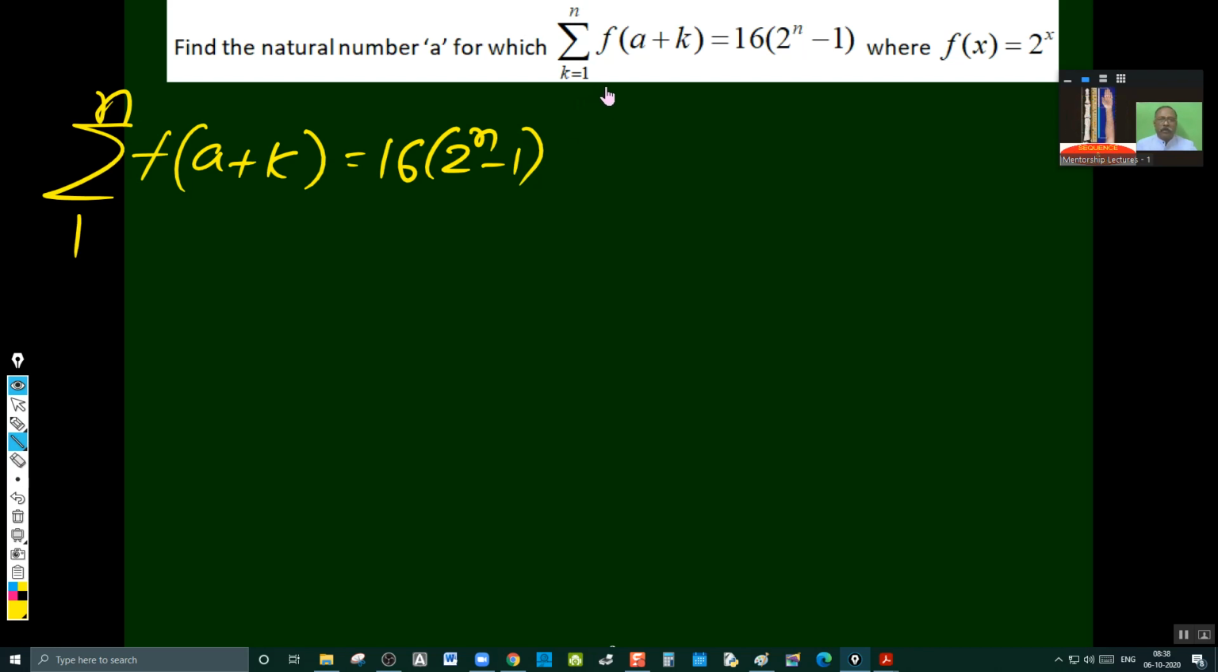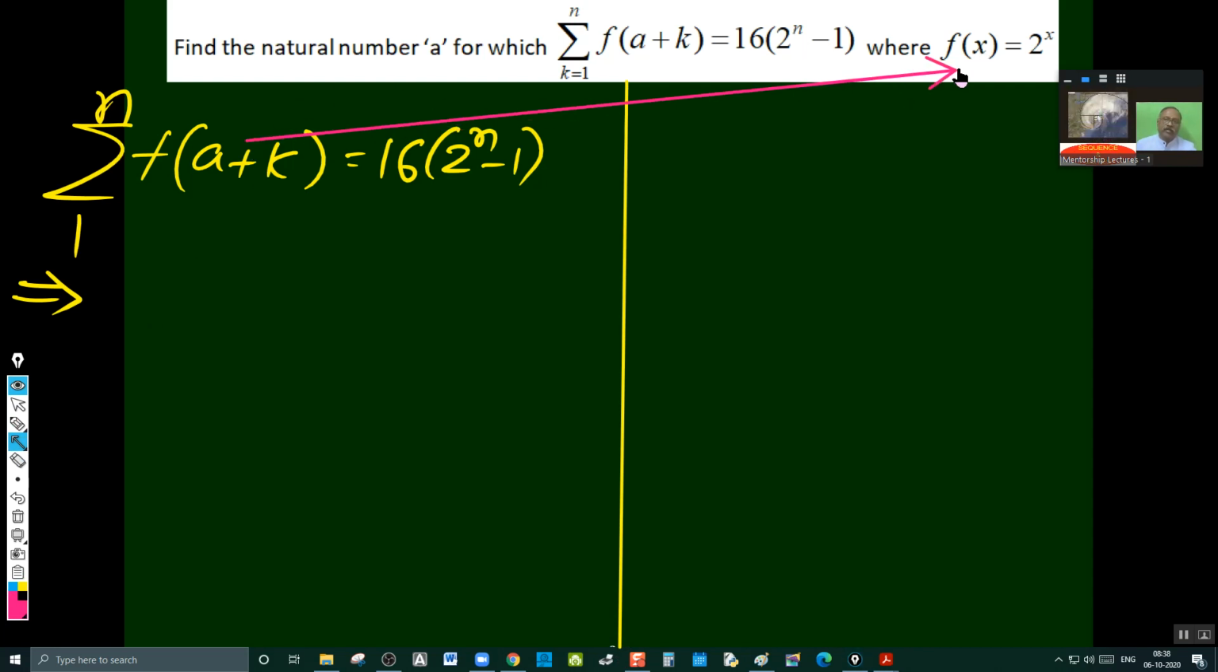Okay. Now what happens? f of x is given to be 2 power x, just check it out. f of x is given to be 2 power x. In place of x, you must write a plus k. So what do you get? If you replace, it is 2 power a plus k.